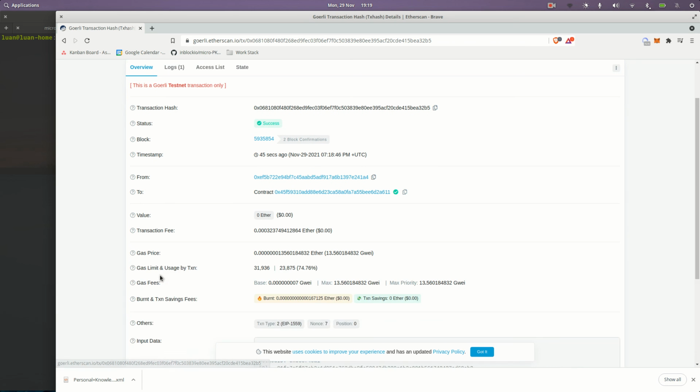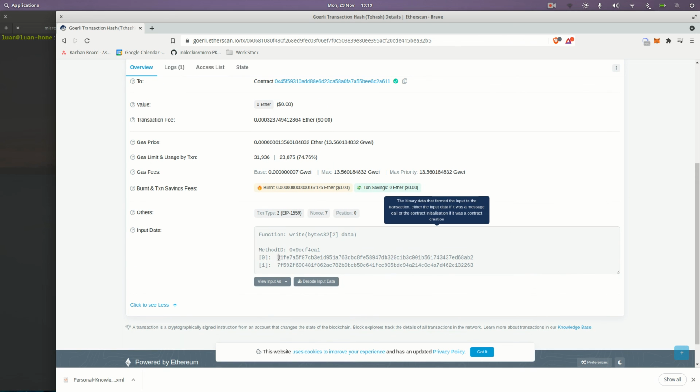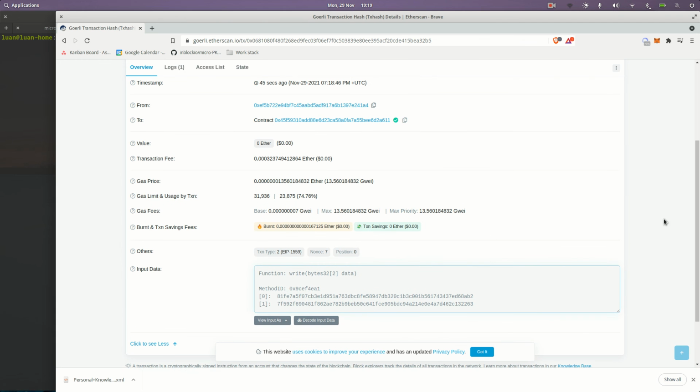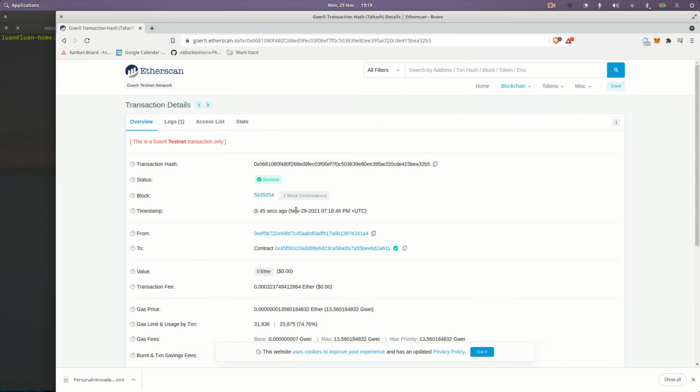And if we click to see more, then we can see this same confirmation here, 81FE7A. And yeah, now I'm able to prove ownership of that document at the date, the 29th of November, when this was written to the Ethereum network.